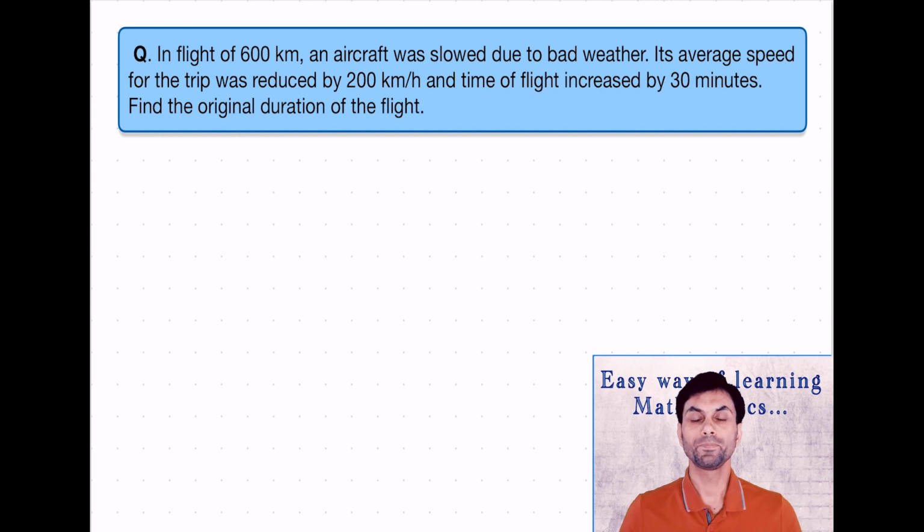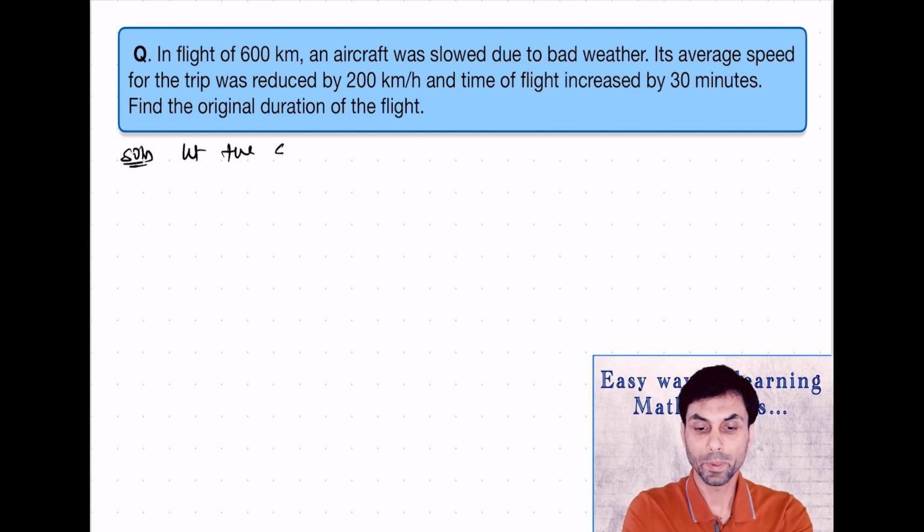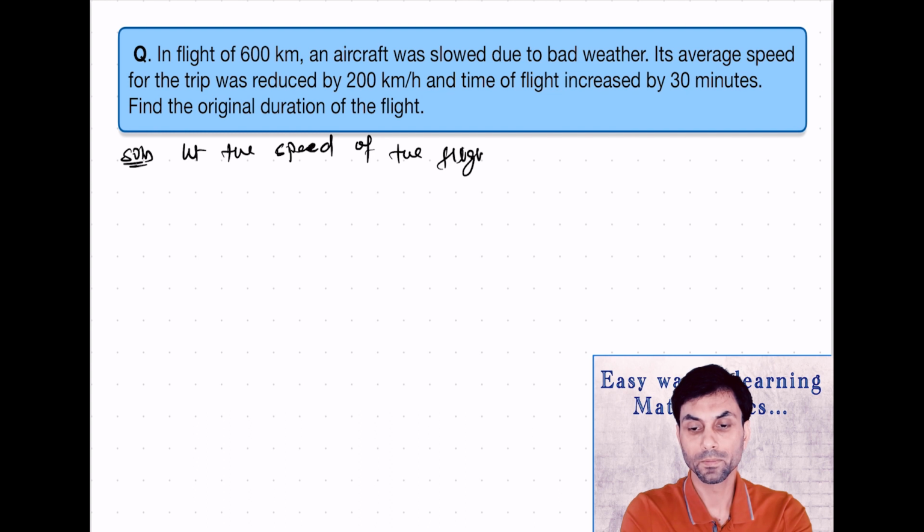Moving to the next question, it is given that in flight of 600 km, an aircraft was slowed due to bad weather. Its average speed for the trip was reduced by 200 km per hour and the time of flight increased by 30 minutes. Find the original duration of the flight. Let the speed of the flight be x km per hour.